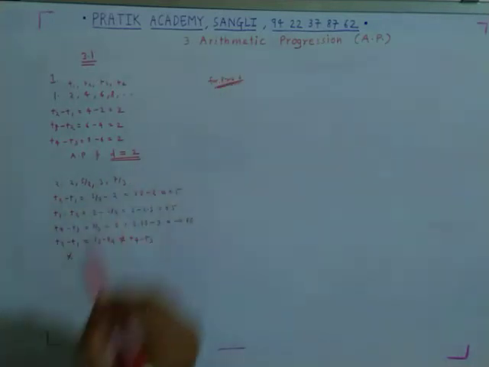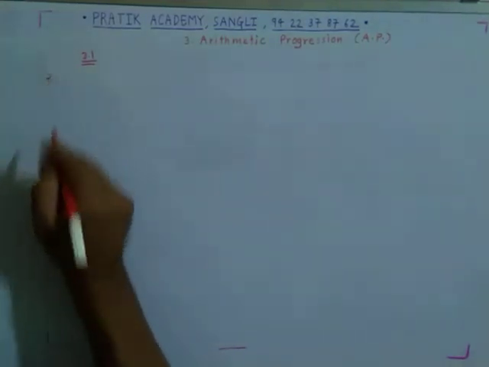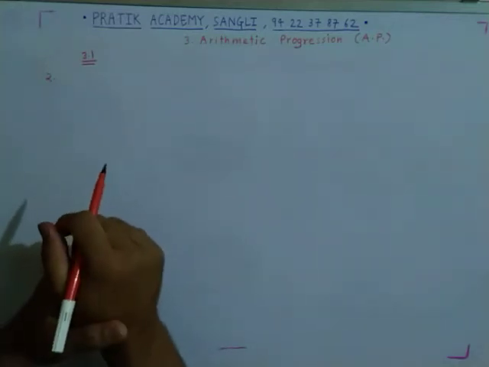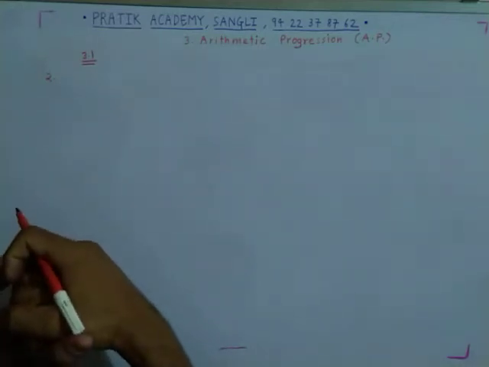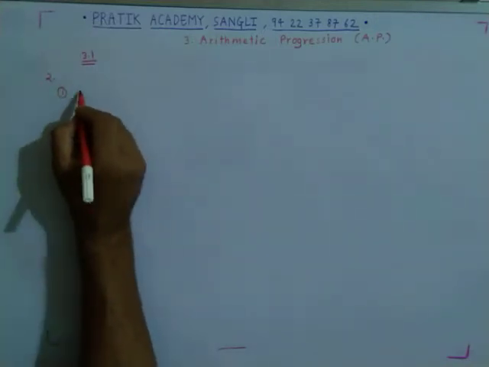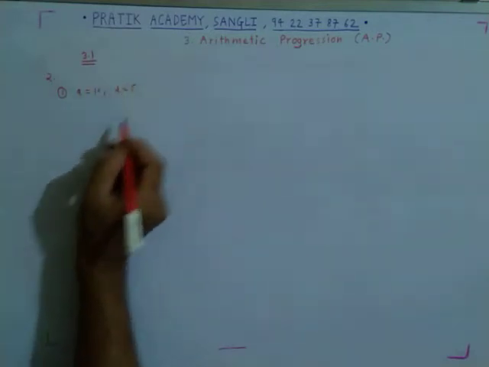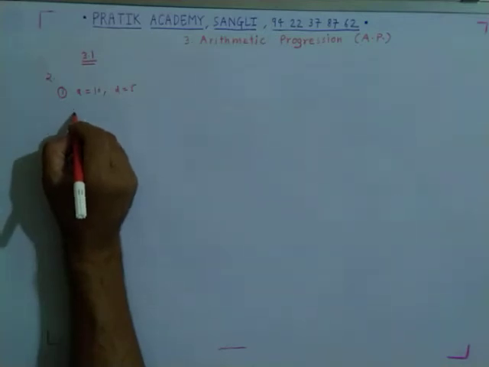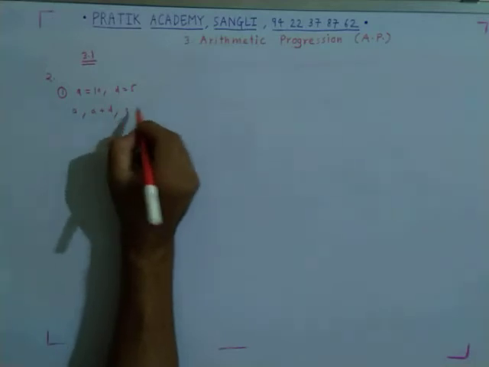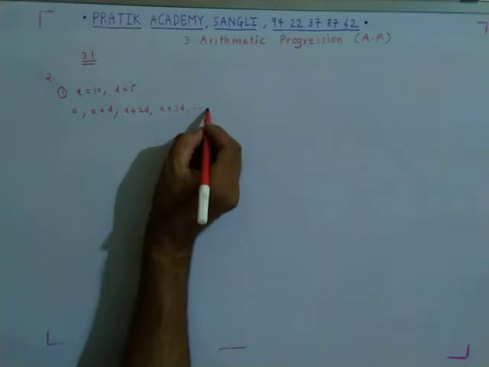Okay, now we will go for question 2. Question 2 is: write an AP whose first term is A, common difference is D, in each of the following terms. They have given A as 10, D as 5. So we know that for AP the sequence is A, second term is A plus D, third term is A plus 2D, then A plus 3D, like that.